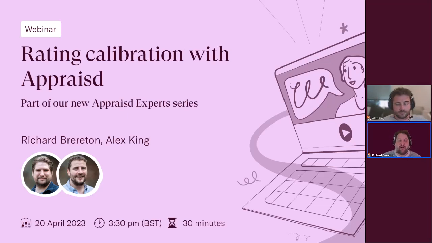Alex is going to be running through 3 different scenarios today. We are using a sort of standard rating scale, a 1 to 5 rating scale in this demo. But as I'm sure you're aware, ratings in Appraisd are fully customizable. So you can have any numerical rating you want. You can even have a non-numerical rating scale.